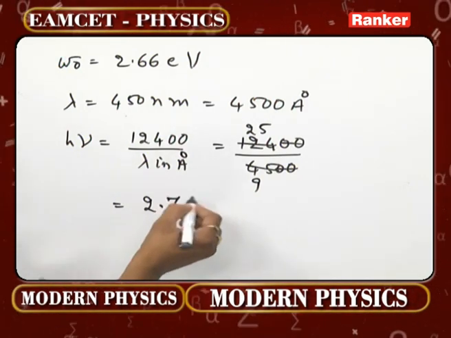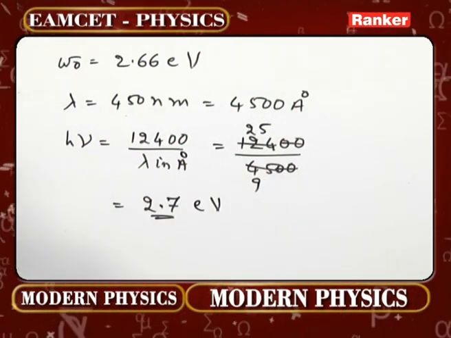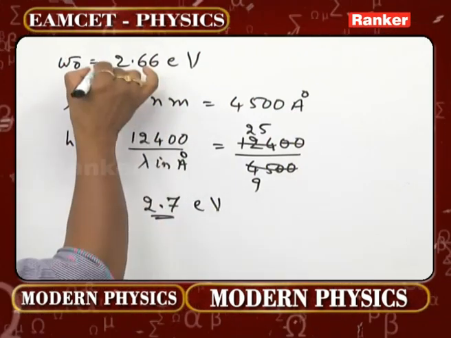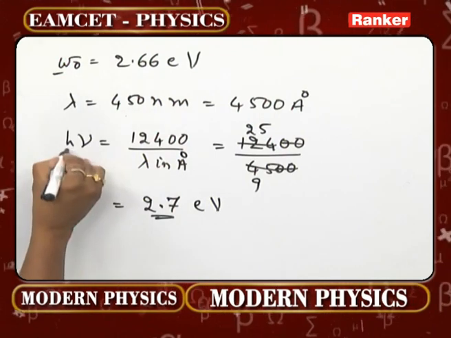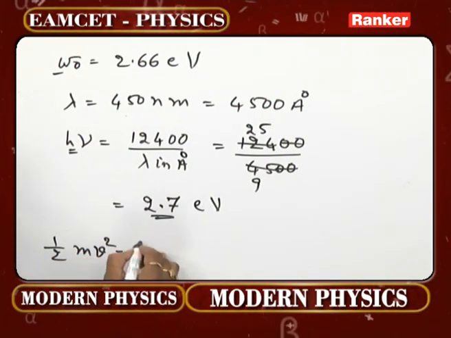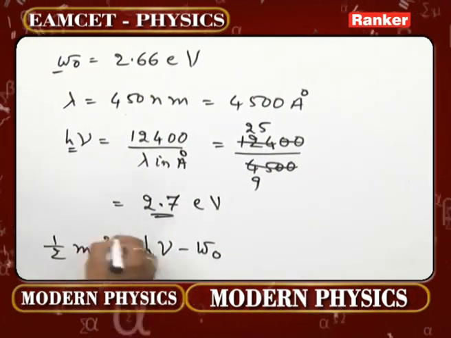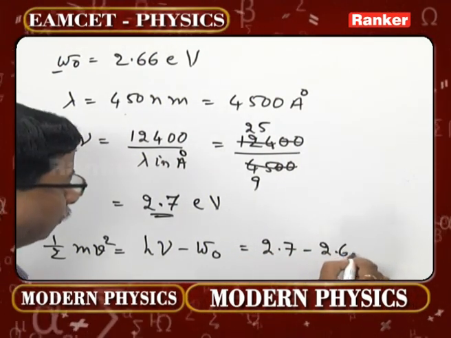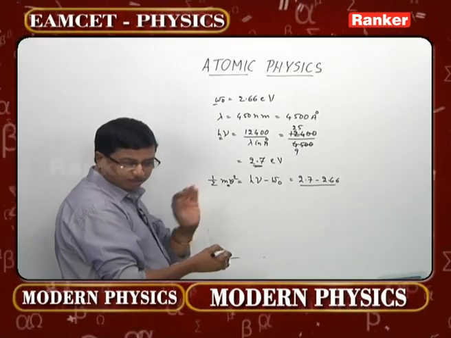Right, around 2.7 electron volt we can think of. Now, the concept is, from this you subtract this value. This is W naught, this is h nu. So half mv square will be equal to h nu minus W naught. Whatever value you get, around 2.7 minus 2.66, that value will be the kinetic energy.